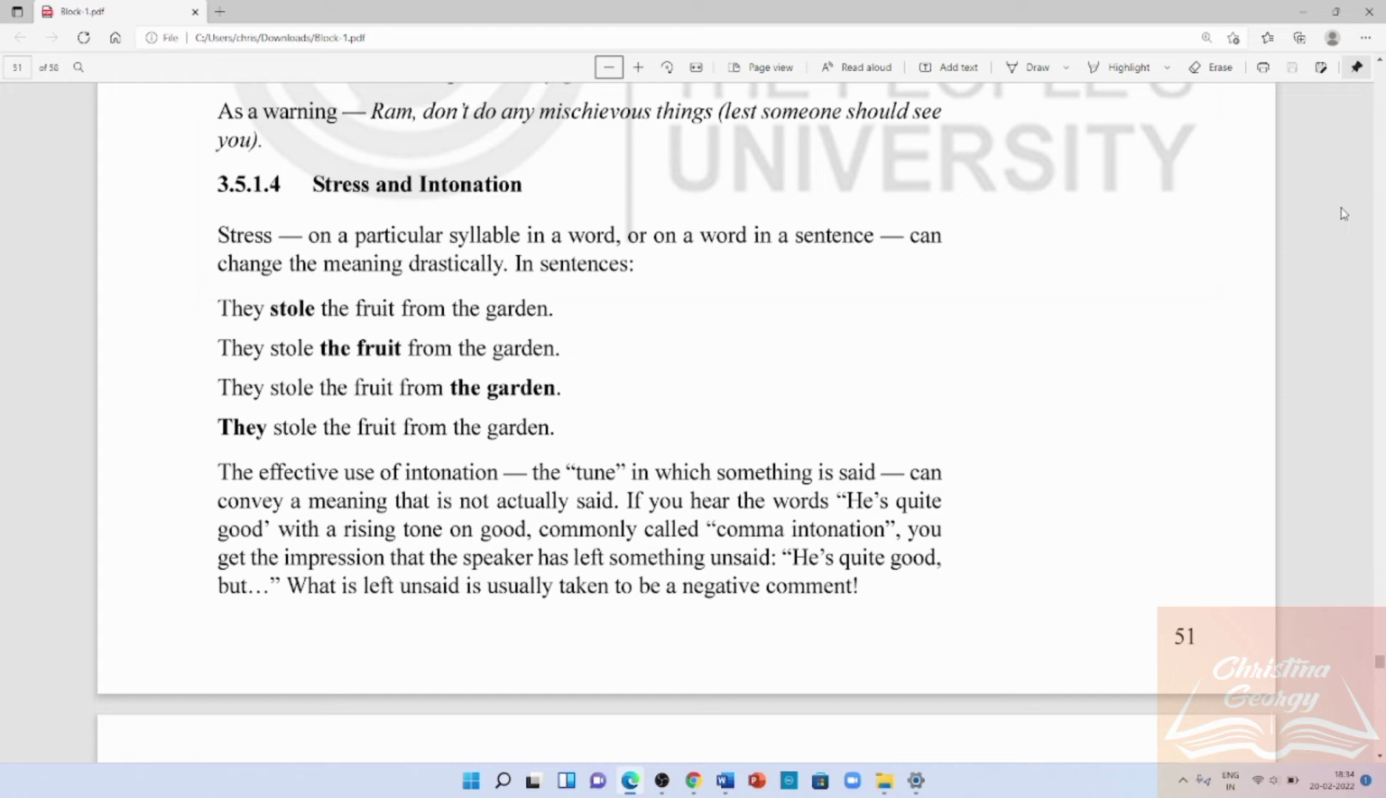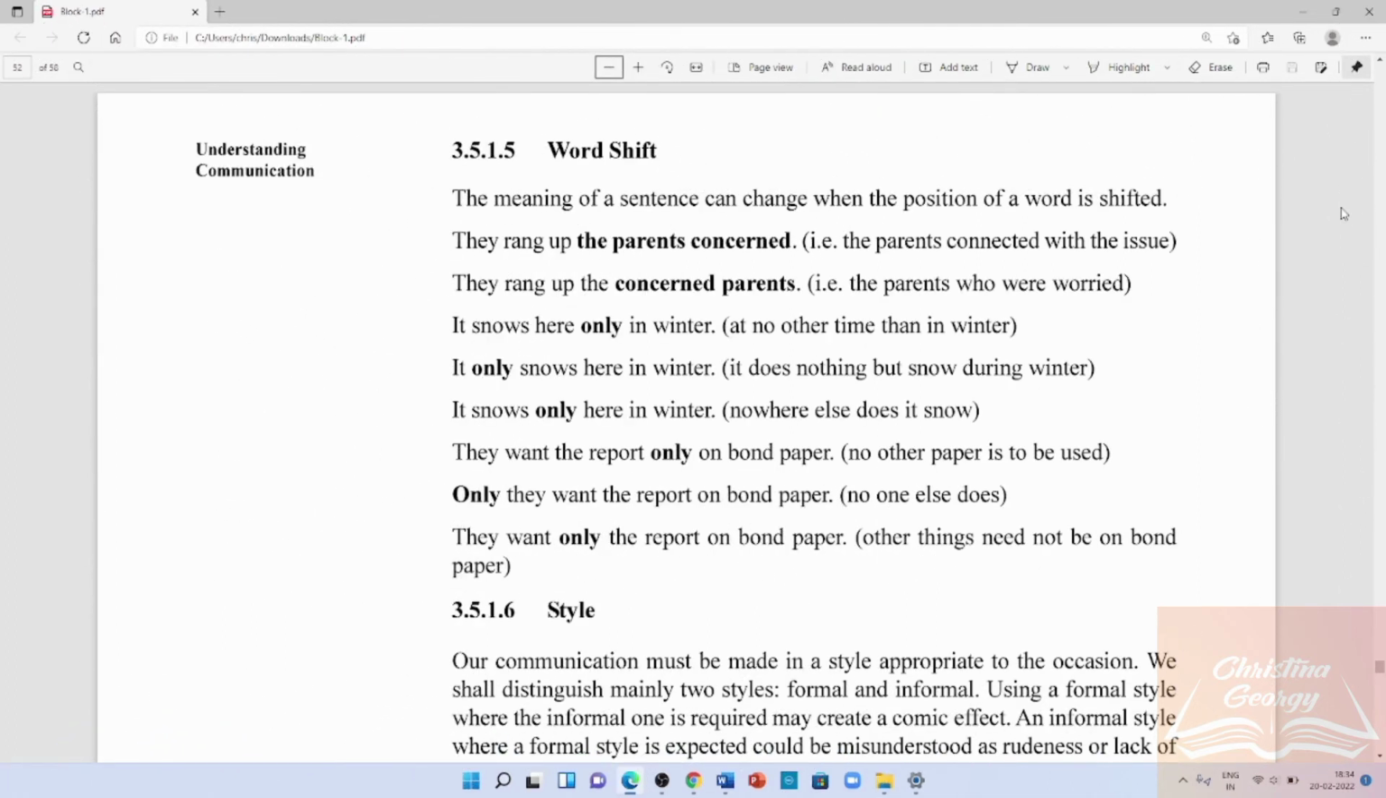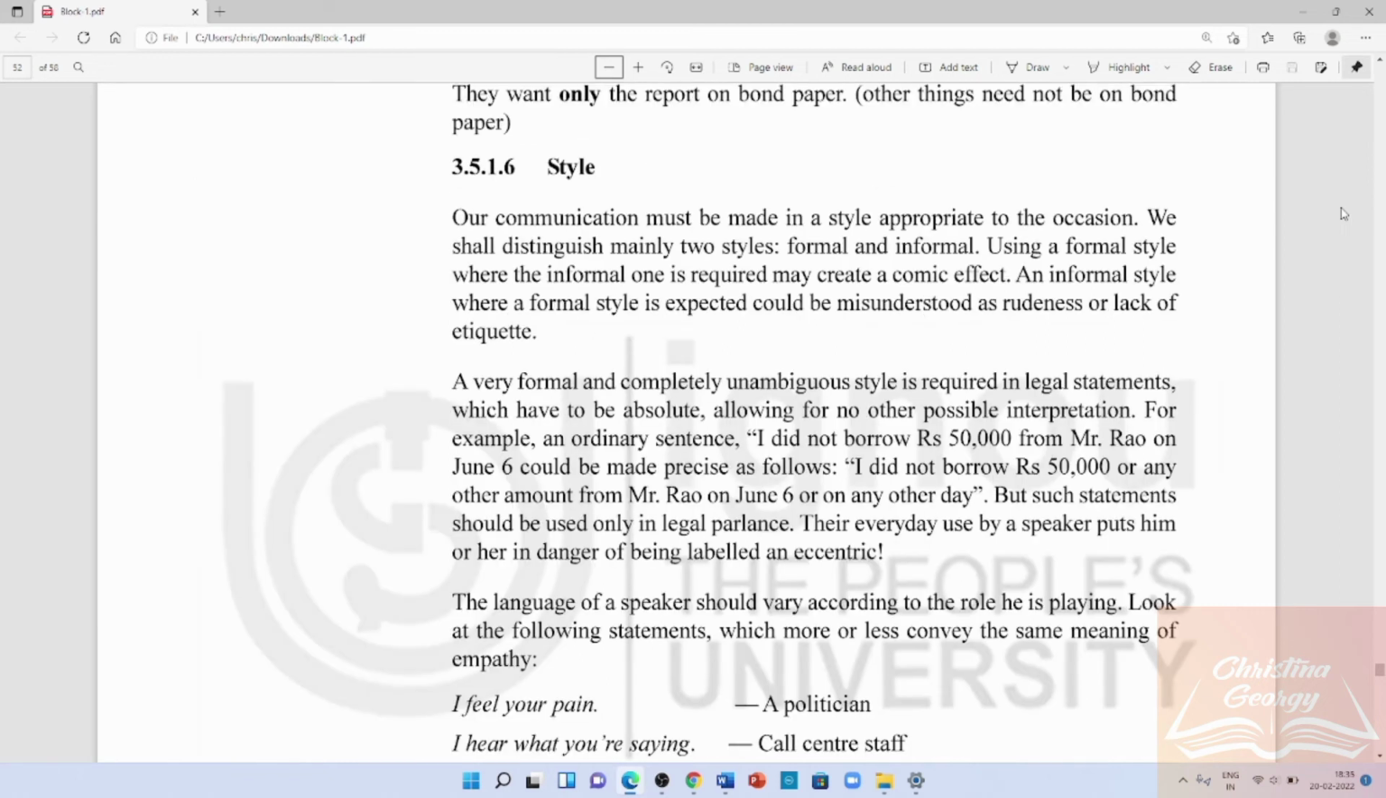Similarly, word shift is also another important aspect. The meaning of a sentence can change when the position of a word is shifted. For example, consider these two sentences. They rang up the parents concerned, which means the parents connected with the issue. Whereas in the second sentence, they rang up the concerned parents, means that the parents who were worried were contacted.